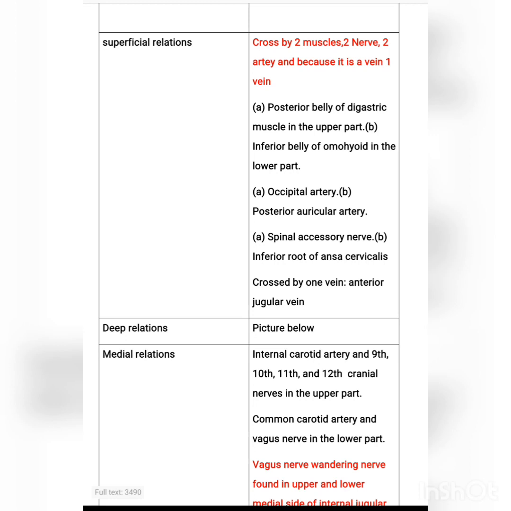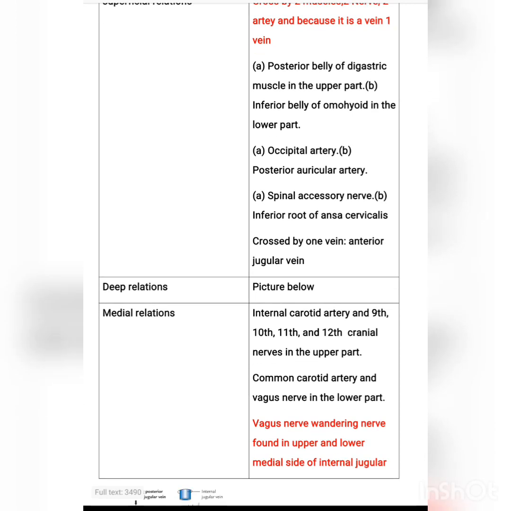The way to remember how many veins cross it is by knowing that since it is a vein, it is crossed by one, but the others are crossed by two. So for arteries, two arteries: occipital artery and posterior auricular artery. For muscles, two muscles: posterior belly of digastric muscle and inferior belly of omohyoid muscle. For nerves, two nerves: spinal accessory nerve and inferior root of ansa cervicalis.